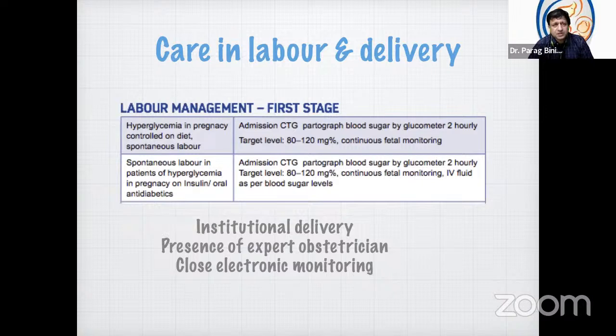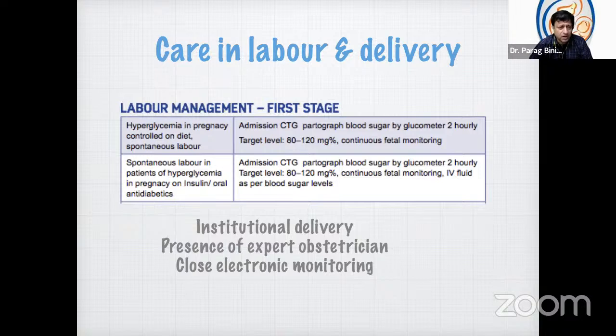Now, when these patients are in labor, it is important that we ensure that she delivers in an institute. Presence of an expert obstetrician is very important, and close electronic monitoring is what is recommended. If she has hyperglycemia in pregnancy controlled on diet, or spontaneous labor, an admission CTG is performed, and we can do continuous fetal monitoring apart from sugar monitoring every 2 hours.